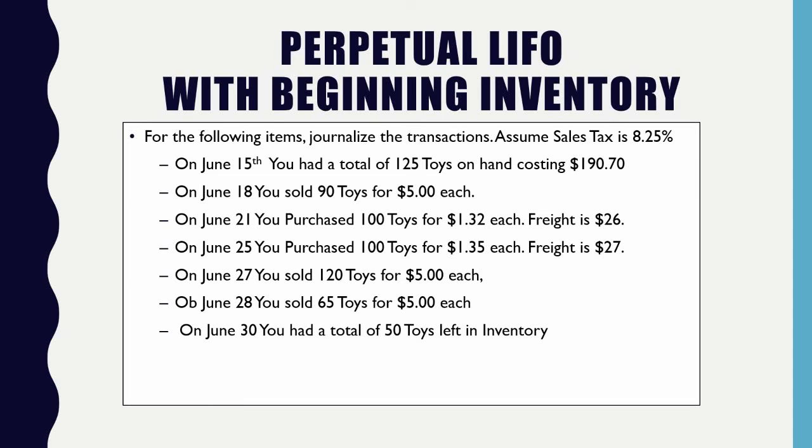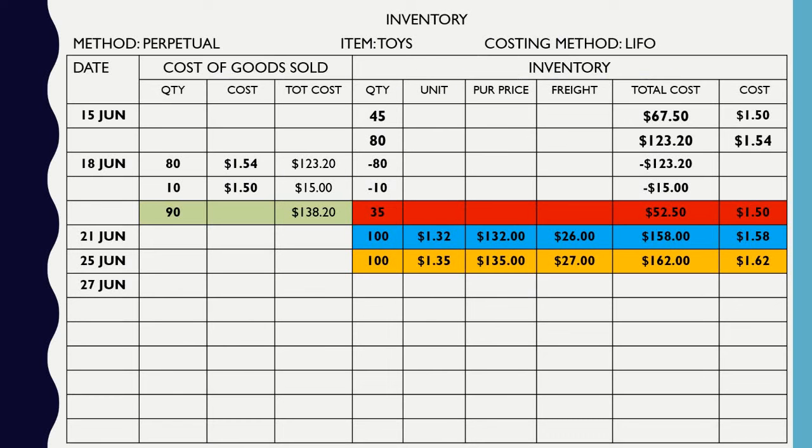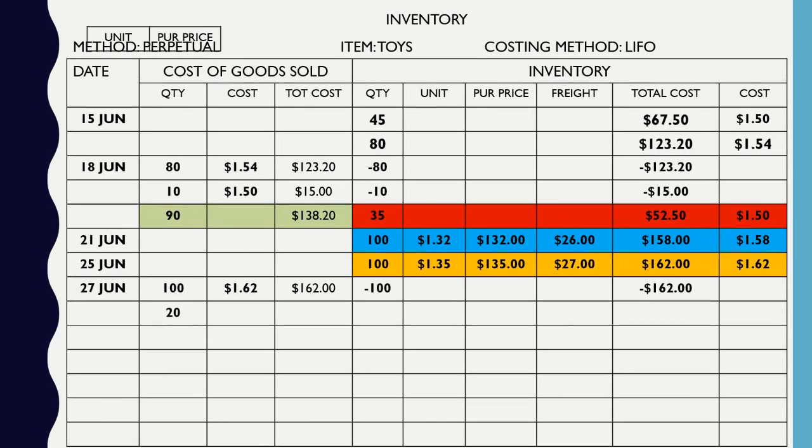Okay? So then what happens next here on June 27 is I end up selling another 120 units. So once again, how do I determine this? I have to sell 120 units. Well, here you go. Which batch was the last batch that I purchased? In this case, it was that 100 units at $1.62, right? I purchased that on June 25th. So that means that's what I'm going to get rid of first, that orange batch of inventory. Okay? So that's going to give me 162, and I'm going to get rid of it.